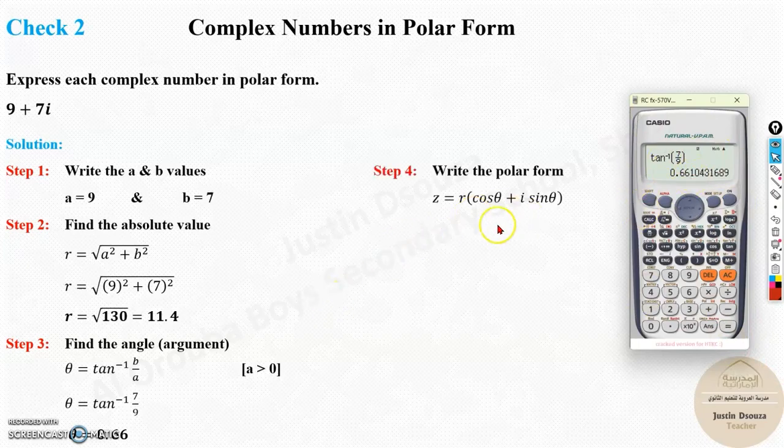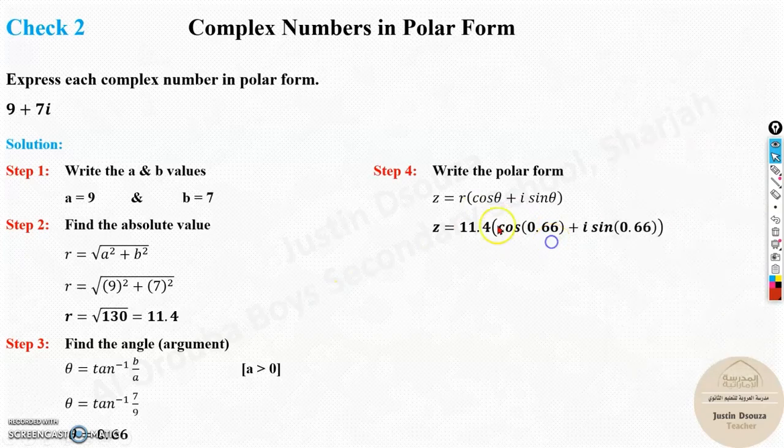So now in the polar form, it is always written in radians. So r is 11.4, and over here we have cos 0.66, that is in radians. So that's the answer. This is the polar form.